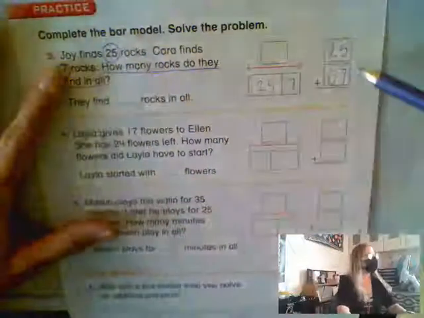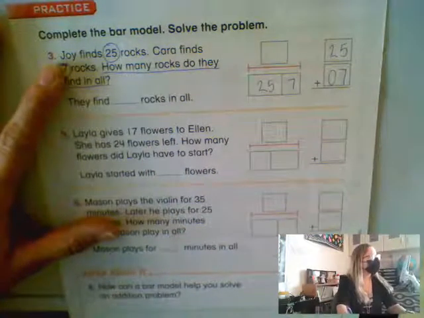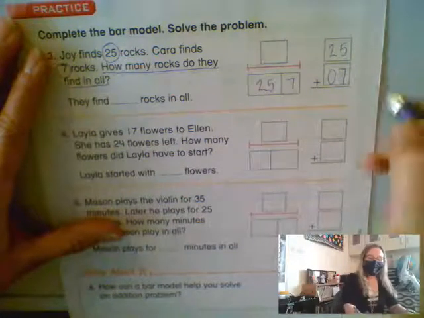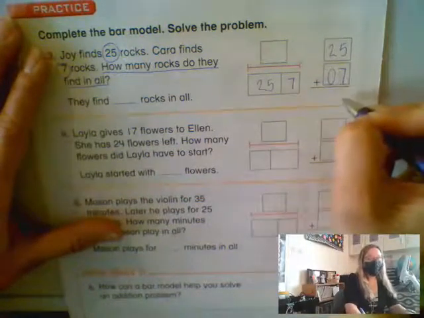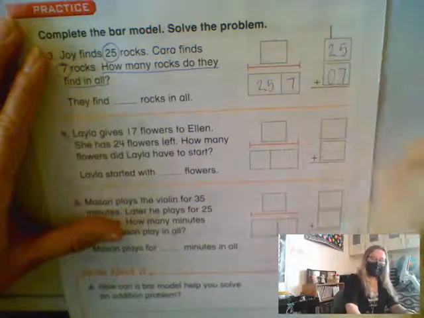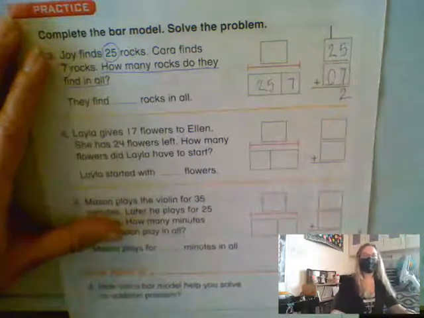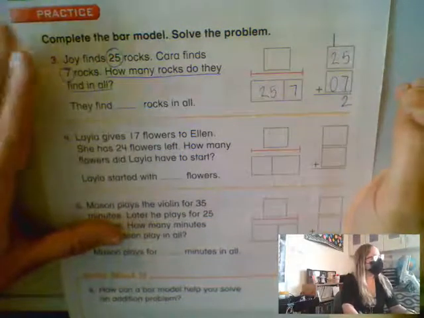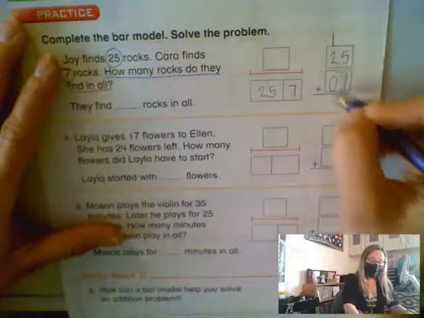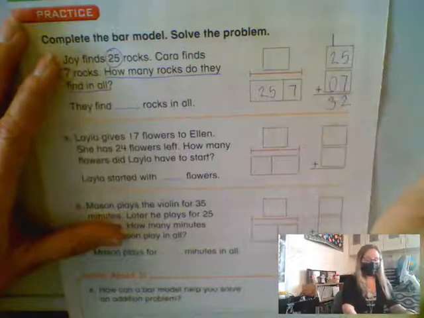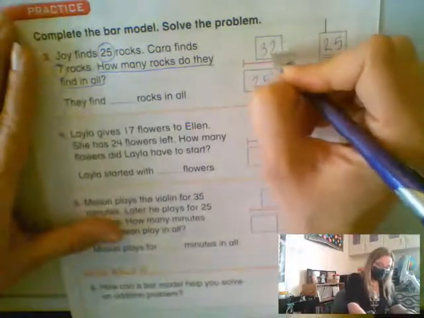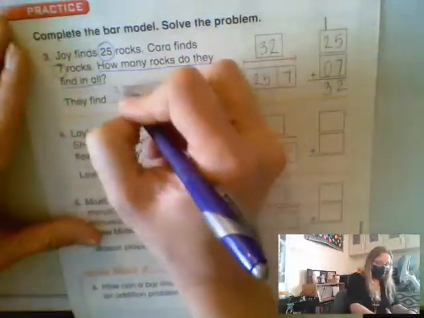Mateo, what is 5 plus 7? 5 plus 7 is 12. 12. Excellent. So I can't put 12 in my 1s place. So I'll carry up my 10, and I'll put my 2 ones in the 1s place. And now, Mateo, what is 1 plus 2? 3. And I have a 0 there, so 1 plus 2 is 32. So 25 and 7, those 2 parts, the whole is 32. So they find 32 rocks in all.